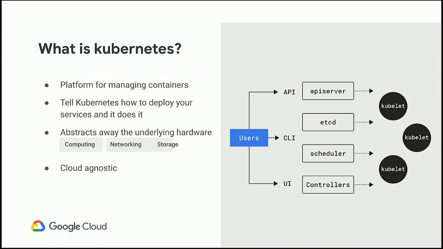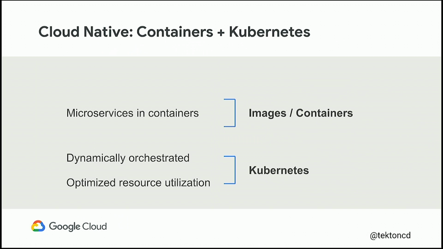And then in addition to that, Kubernetes abstracts away the underlying hardware. So you get functionality like if a machine that's running your container goes down, it'll be automatically rescheduled to a machine that's up. And in Google Cloud, we have a hosted offering of Kubernetes called Google Kubernetes Engine, or GKE. So this is what cloud native ends up looking like for most of us. We use containers as our most basic building block, then we dynamically orchestrate those containers with Kubernetes and control our resource utilization. And these are the technologies that we're using to build cloud native CI/CD.